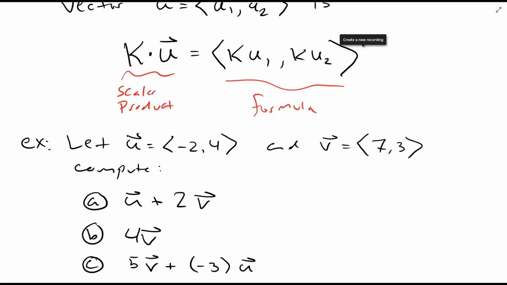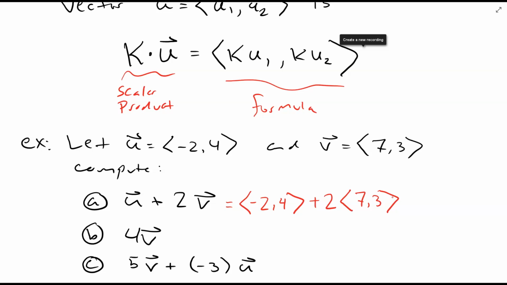So we're going to do 3 examples here. We're defining vector u as the vector in component form -2, 4, and vector v as the component 7, 3. So the first problem we're going to do is u plus 2v. What I'll do to start is rewrite this, replacing my vectors with their component forms.